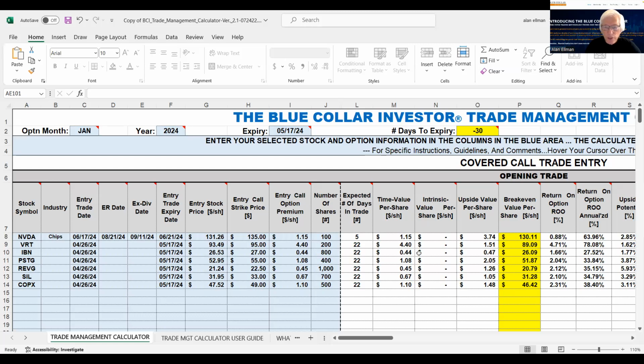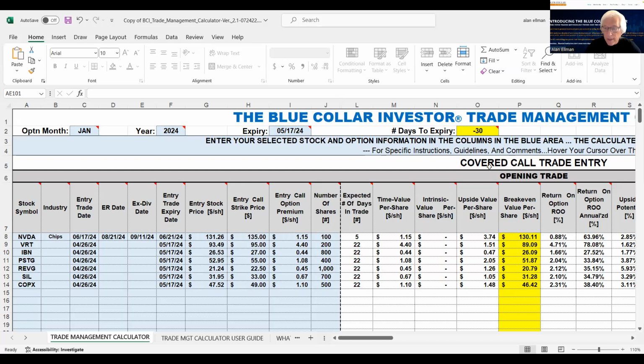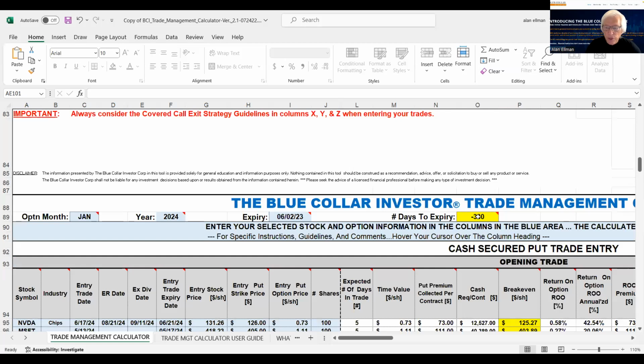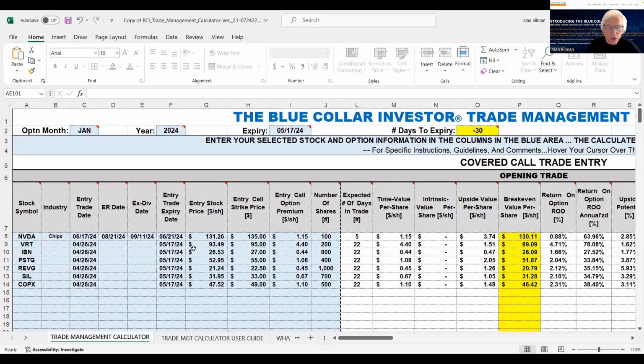But this is a unique spreadsheet. It has over 1,000 formulas inherent in the spreadsheet. And the top portion is related to covered call writing. And then if you scroll down further, the lower section is related to cash secured puts. So let me just very briefly show you.